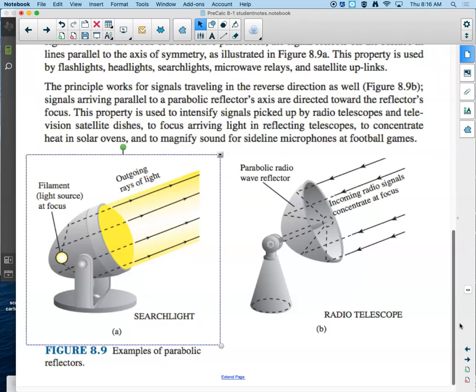So this property is used to intensify signals picked up by radio telescopes, television satellite dishes, to focus arriving light in reflecting telescopes, to concentrate heat in solar ovens, and to magnify sound for sideline microphones at football games.